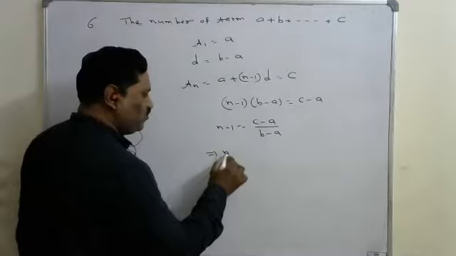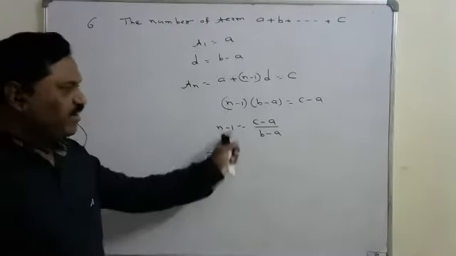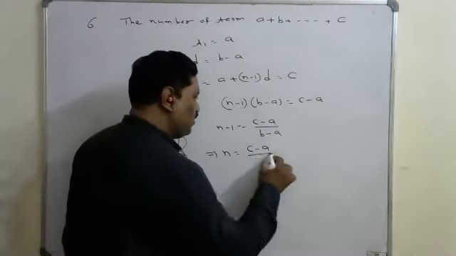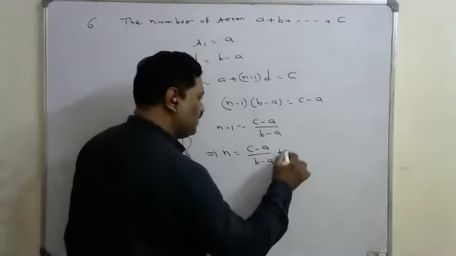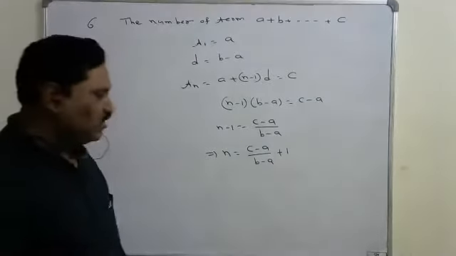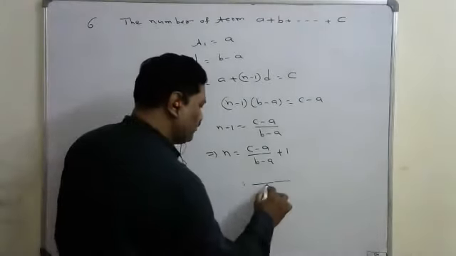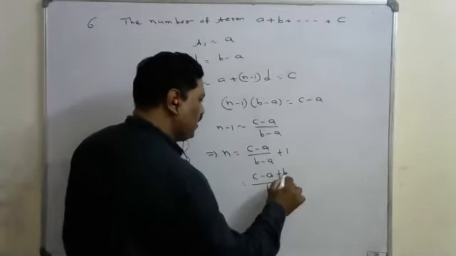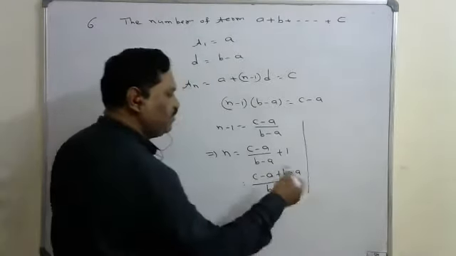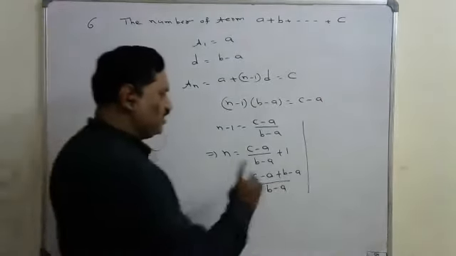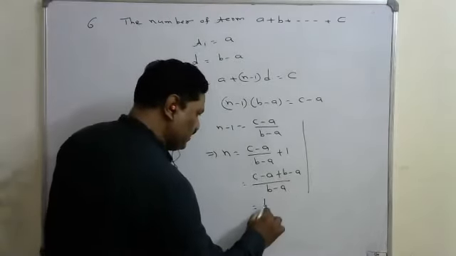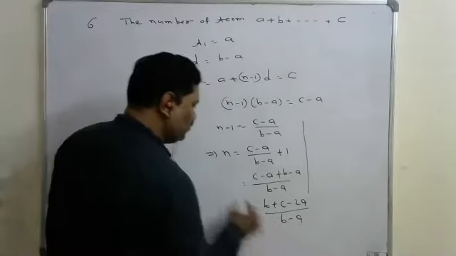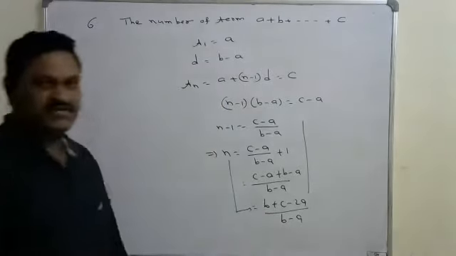We want the n value, so this minus 1 goes to the other side and becomes plus 1. So n is equal to C minus A upon B minus A, plus 1. Here the LCM is B minus A. The numerator will be C minus A plus B minus A. Therefore the number of terms is B plus C minus 2A upon B minus A. These many terms will be there in the sequence. That is the answer.